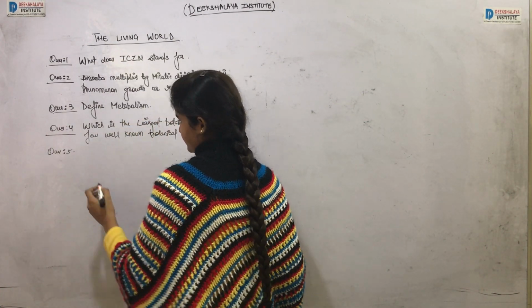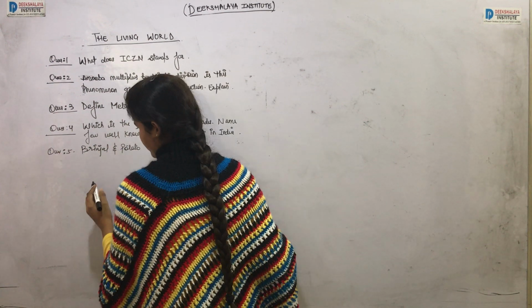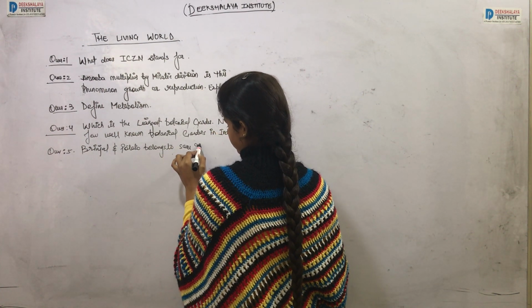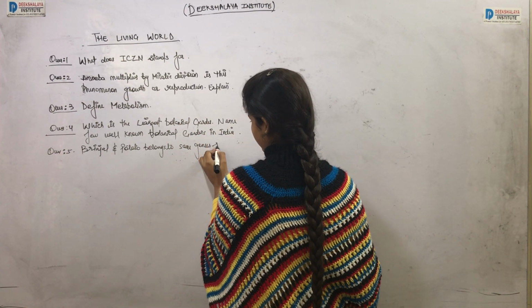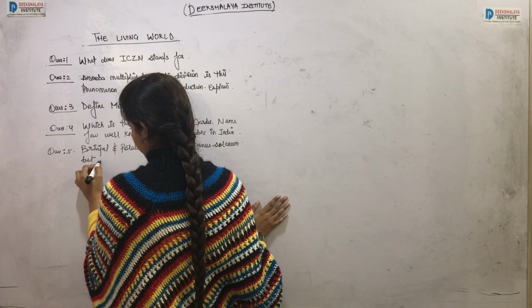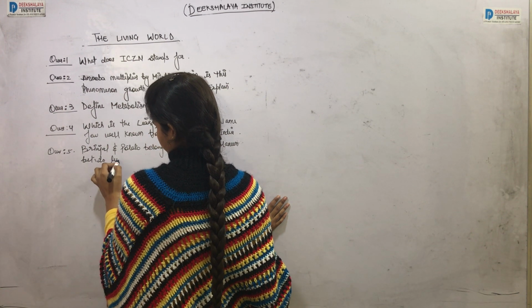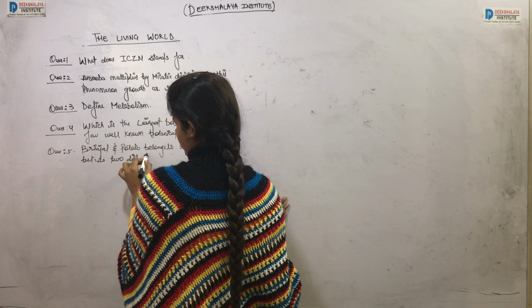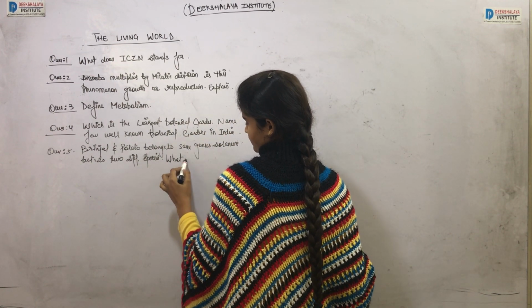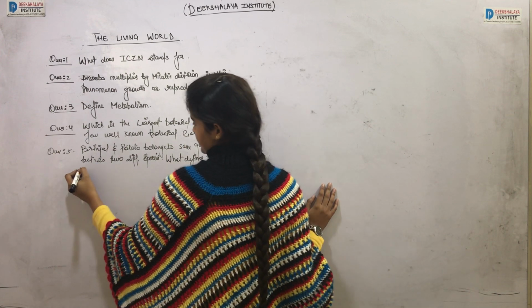Question number 5. Brinjal and potato belong to the same genus, that is Solanum, but two different species. What defines them as separate species?